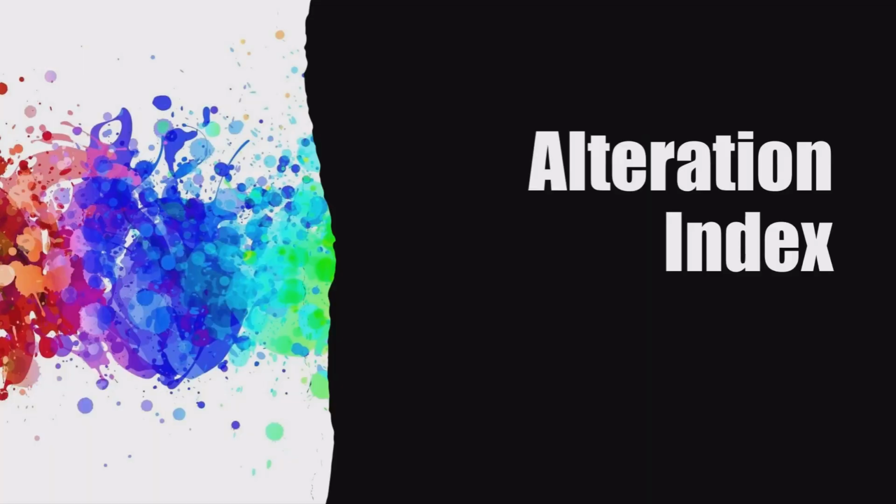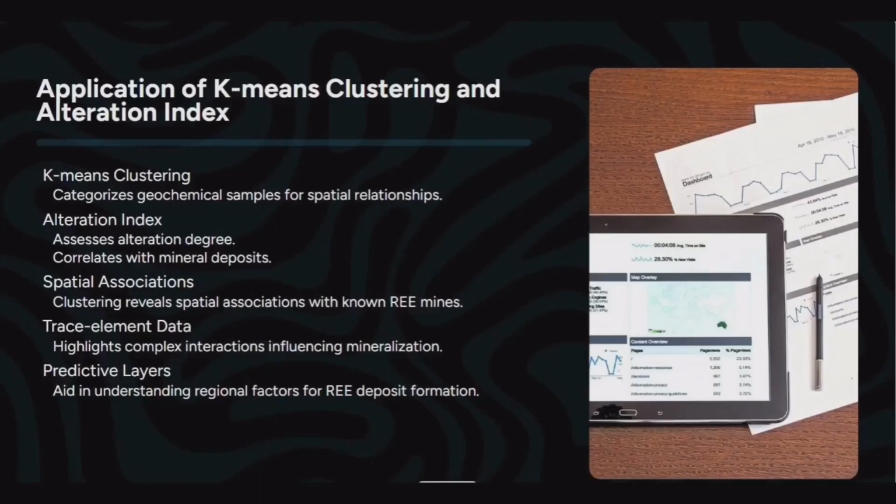The alteration index, as I mentioned before, is combined with the clustering analysis and the principal component analysis in order to create the predictive layers in this paper. So it's a very interesting paper using a very common sampling technique such as tills, and I suggest you take a look at the whole paper.